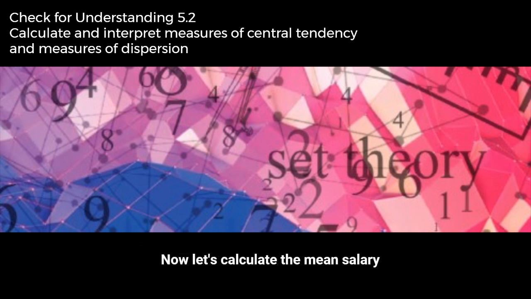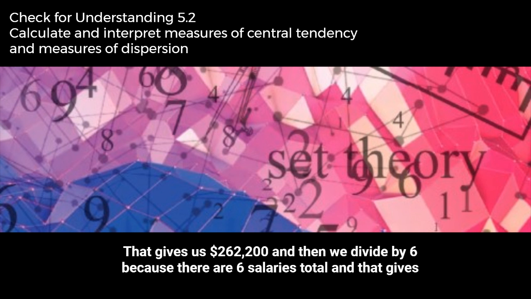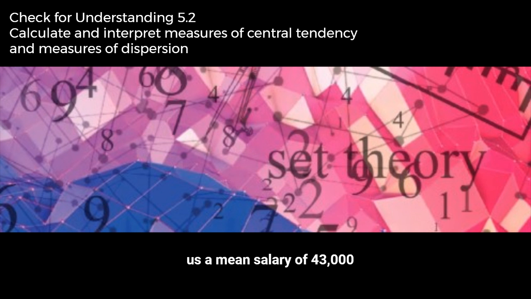Now let's calculate the mean salary. Okay, so we add up all 6 salaries. That gives us $262,200, and then we divide by 6 because there are 6 salaries total, and that gives us a mean salary of $43,700.